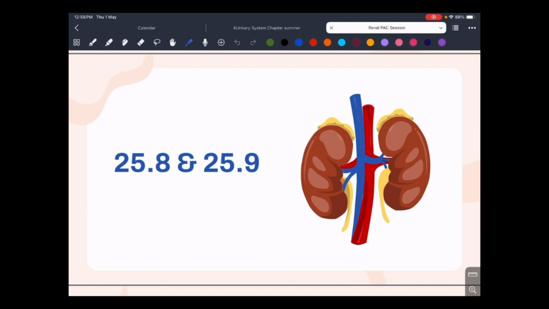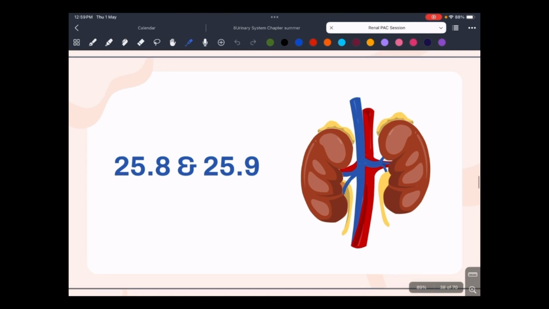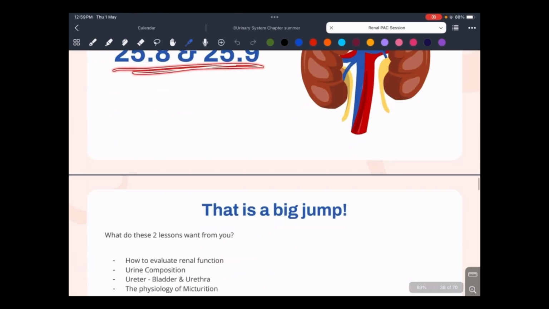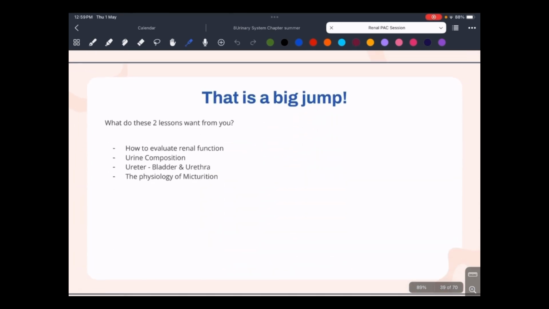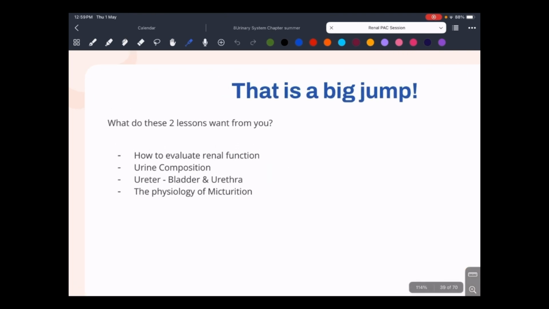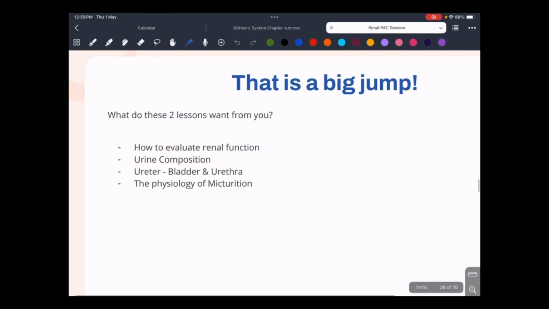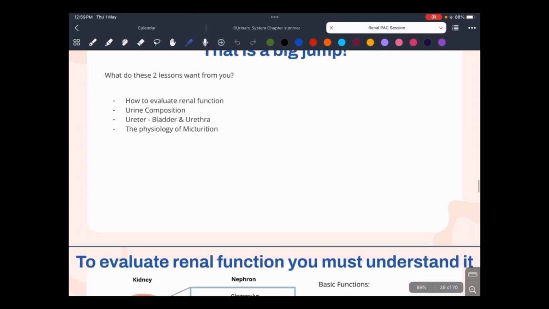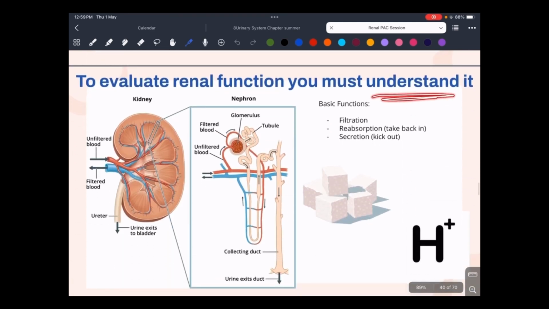All right. So I'm assuming by now my colleague Mustafa has explained the anatomical part of the kidneys. Now here's the deal. In this chapter, it jumps from this anatomical part to these two lessons right here. And that's a big jump because all the cancelled aspects of this chapter include the physiology of it. Now, why am I saying this? It's because what do these two lessons want from you? They want you to be able to evaluate renal function, to know the urine composition, to know the anatomy and physiology of the ureter, bladder, and urethra, and the physiology of micturition. Now, I'm saying that's a big jump because for you to evaluate renal function, you must understand it, all right?